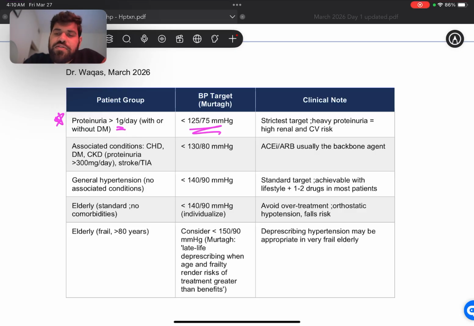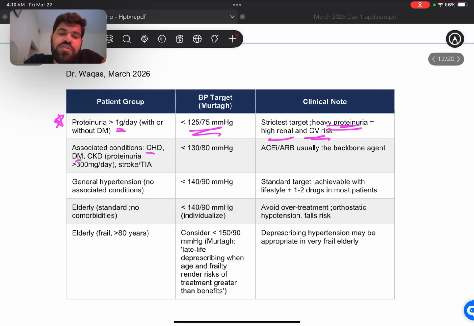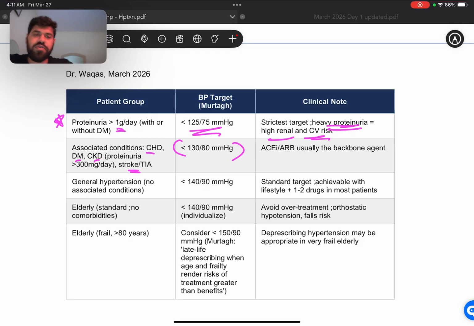And this is the strictest target because of the heavy proteinuria. That means high renal and cardiovascular risk. All right. Now for associated conditions such as CHD, diabetes mellitus, CKD and stroke, our aim is going to be a little bit higher than with proteinuria, because proteinuria is very dangerous as it can have long-term harm on the renal system.